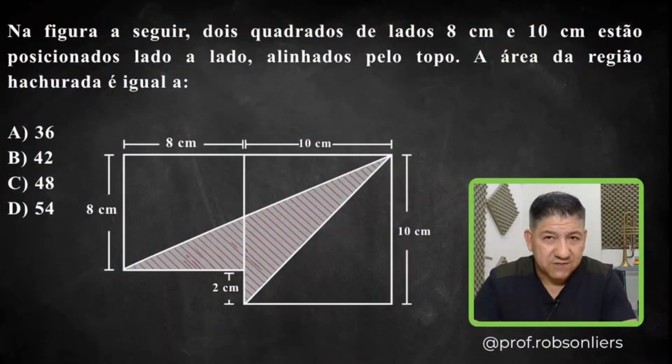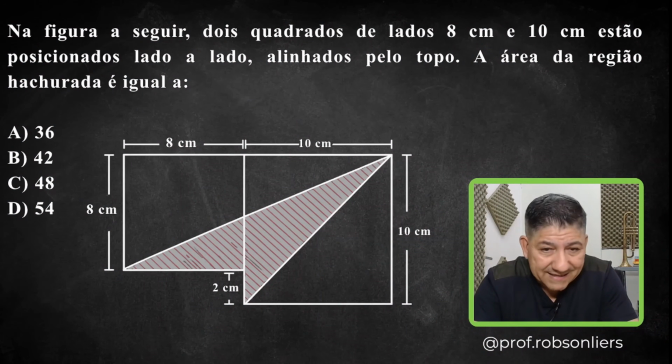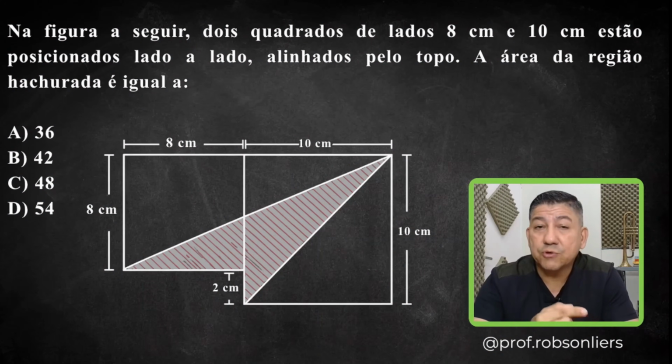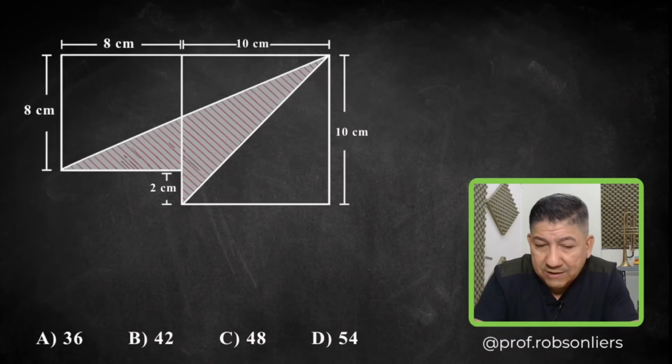Did you solve it yourself? Let's review the solution. Take a look. In the following figure, two squares with sides of 8 cm and 10 cm are placed side by side, aligned at the top. What is the area of the shaded region? The shaded region is this area here, okay? I'll clean up and organize the board so we can solve it.